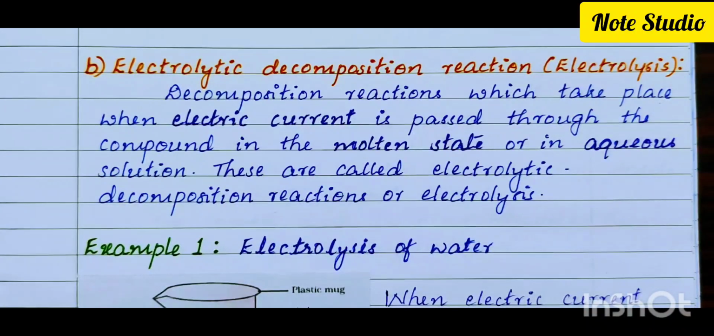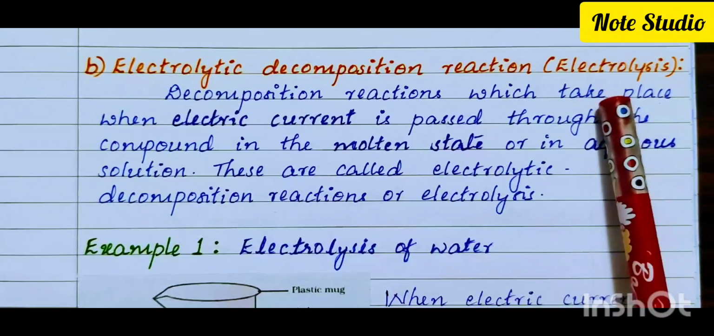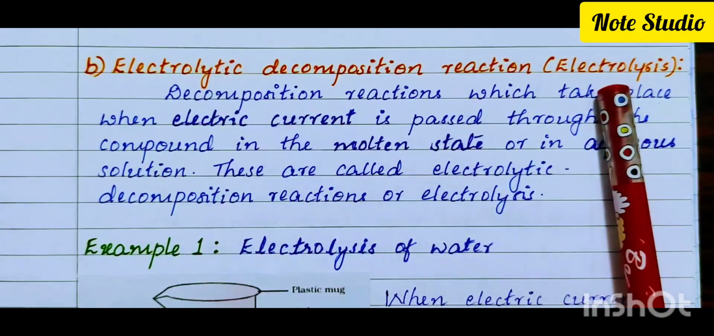In the last video, we discussed thermal decomposition reaction, the reaction which occurs with the help of heat energy where a single reactant breaks into two or more products. Today let us study the second type of decomposition reaction, that is electrolytic decomposition reaction. It's also known as electrolysis.